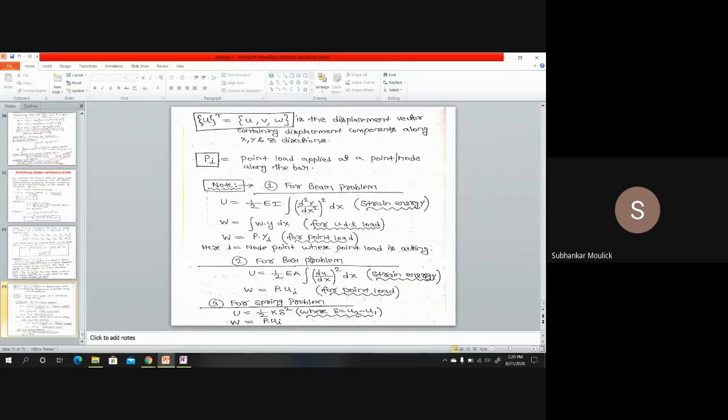Similarly, for a bar problem, the strain energy becomes half times E into A, integral of du over dx whole square into dx. And for the point load, if I assume there is no UDL, that means no traction component and no body component, only point load, it is again very simple. W is equal to the load acting at a particular node into the deflection of that node. And for a spring problem, you will have half into K into delta square.